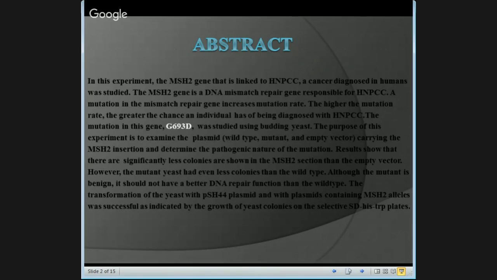Although the mutant is benign, it should not have a better DNA repair function than the wild type. The transformation of the yeast with the PSH44 plasmid and the plasmids containing MSH2 alleles was successful, as indicated by growth of yeast colonies on the selective SD his TRP plates.